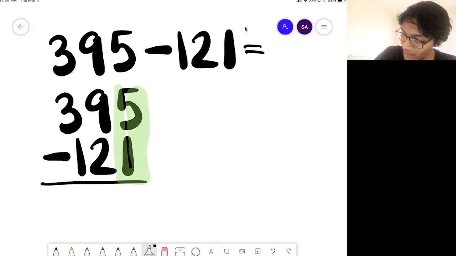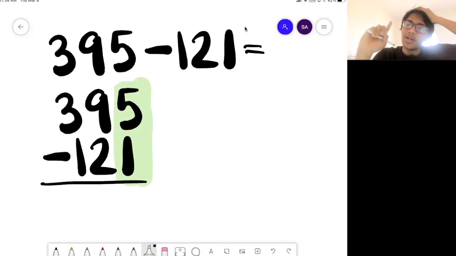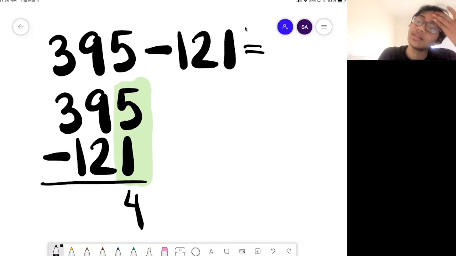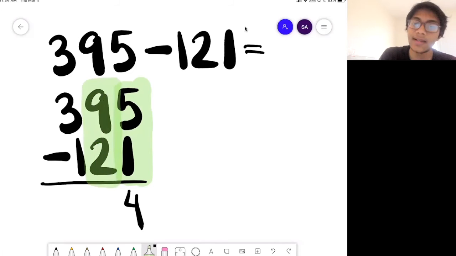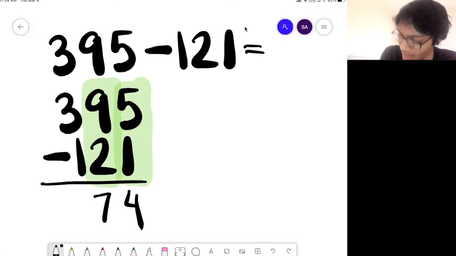My first column is 5 minus 1. How do I know it's minus? Well, look at the sign, 5 minus 1. So you have 5 in your head, put up 1 finger, count backwards. 5, 4. So 5 minus 1 is 4. Let's do the next column. So I have 9 minus 2 in my next column. So I have 9 in my head, put up 2 fingers, 9, 8, 7. So 9 minus 2 is 7.